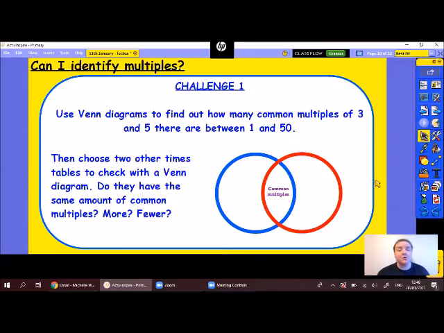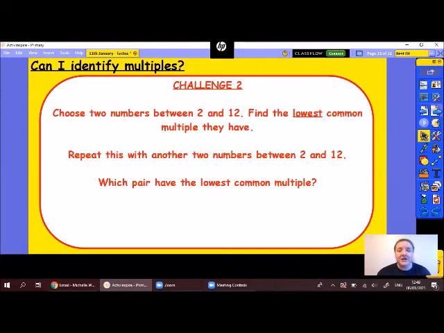Then you can choose 2 other times tables, whichever ones you like, and check with another Venn diagram. Do they have the same number of common multiples in the middle, or do they have more, or do they have fewer? Challenge 2 is to choose 2 numbers between 2 and 12.